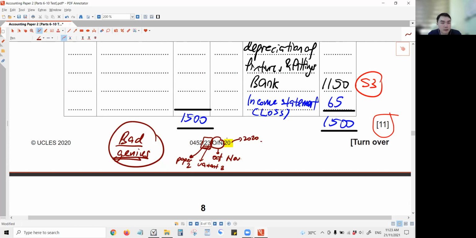Okay, so yeah, Crystal, you can just type this code into the Google search bar, then you can get the paper. Very easy one.